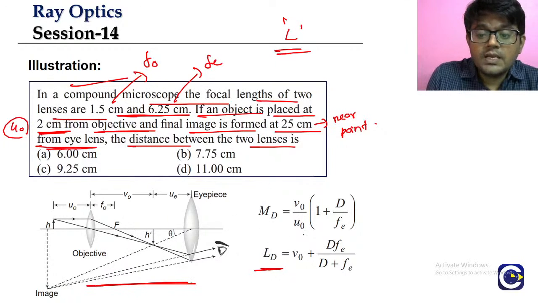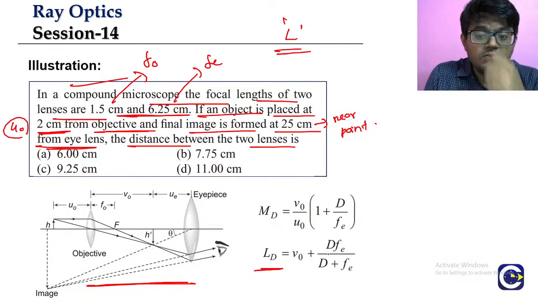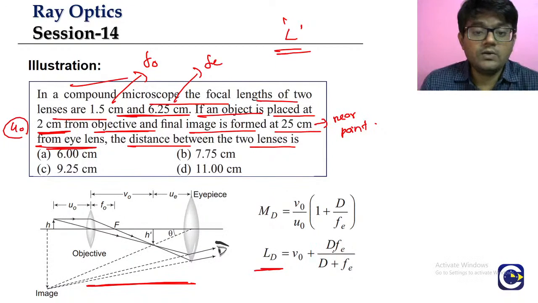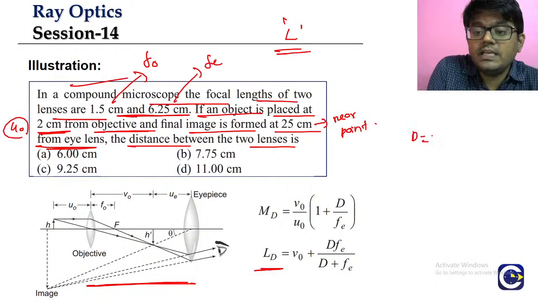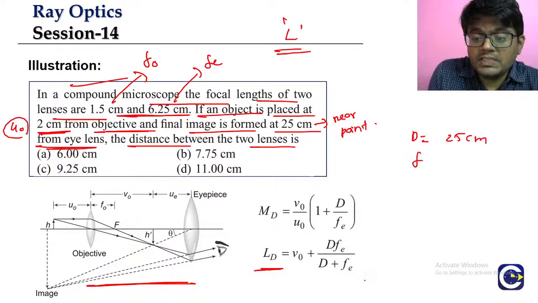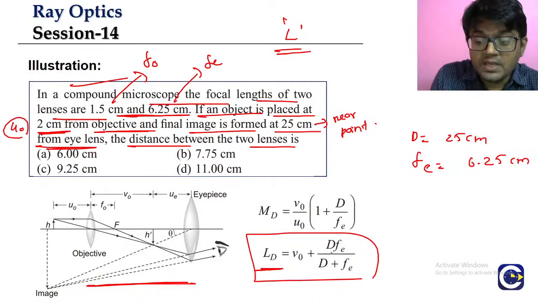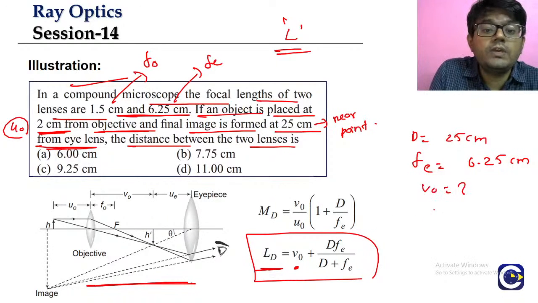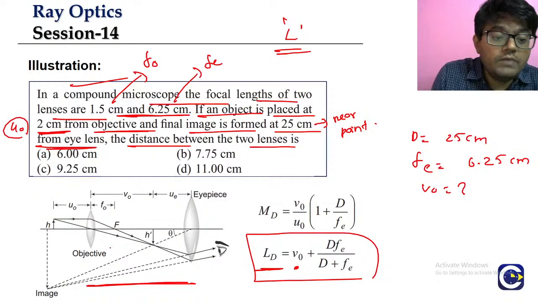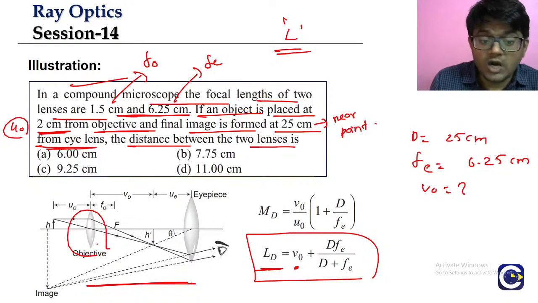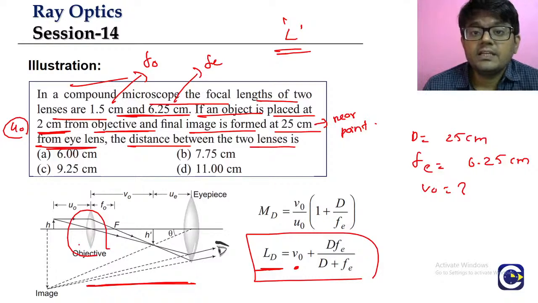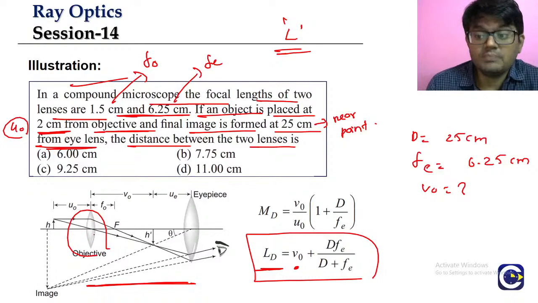Okay. Now see what we need to find out here. Let us see what is given. D is given to us. In this formula, we have to focus on this formula, right? FE is given to us, 6.25 centimeter. If we know VO, that's it. So how do we get VO? We will go to the objective. For the objective, we will apply the lens equation.